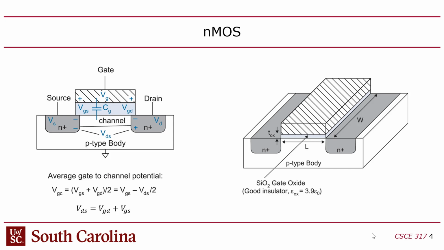So the voltage between the drain and the source, when the transistor is on, is VGD plus VGS. And so you can reduce this down. If you take this and substitute it back in here, you just get VGC is VGS minus VDS over 2. So now what we've done is we've said VGS, gate-source, minus drain-source divided by 2.